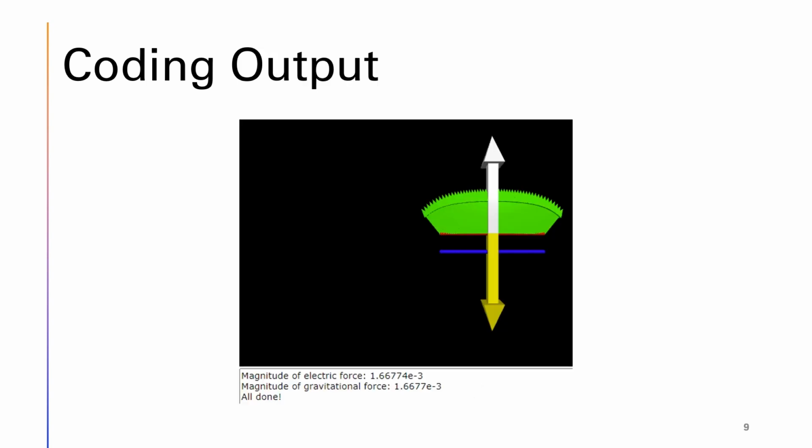This is the graphical output for the code, and as you can see, the magnitude of the electric force is equal to the magnitude of the gravitational force, just in two different directions. And the little green arrows are the individual electric forces for each point charge on the top tape.